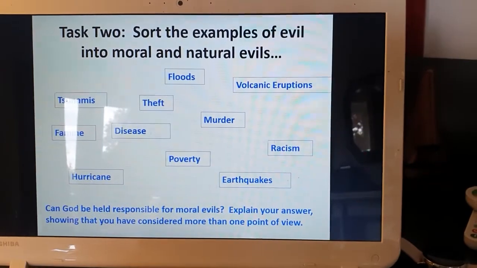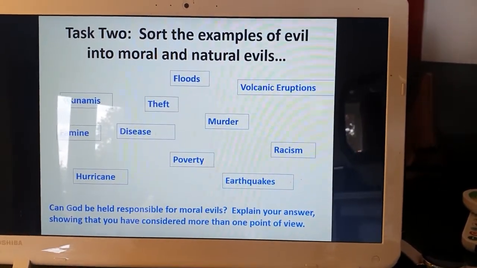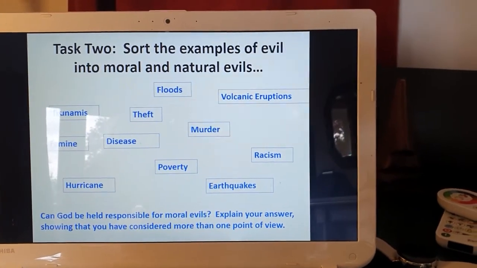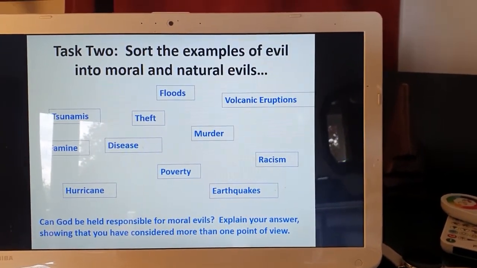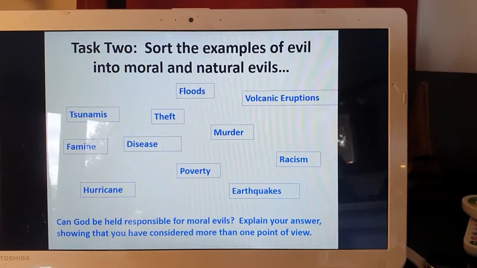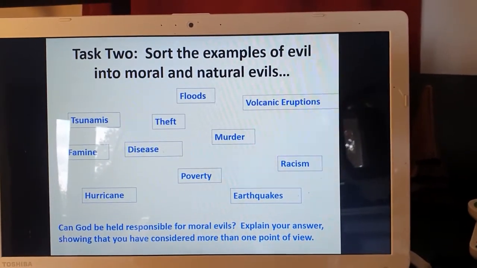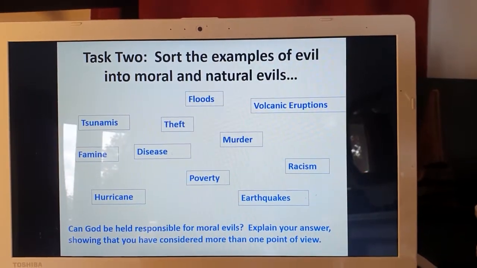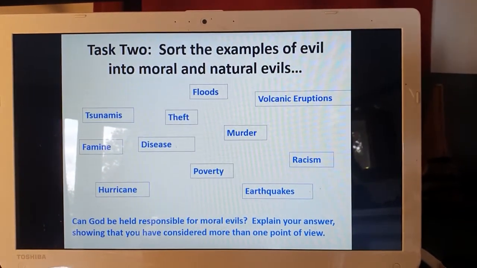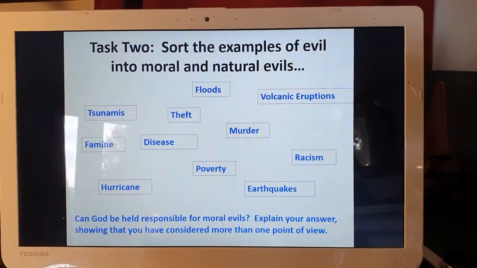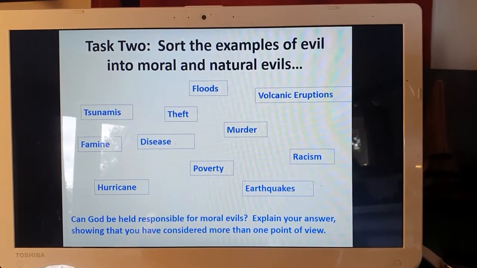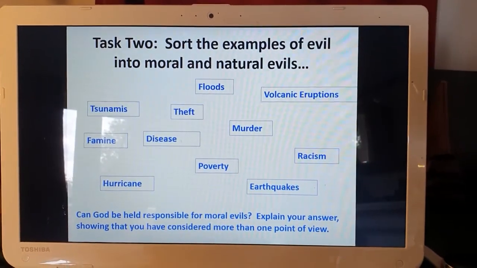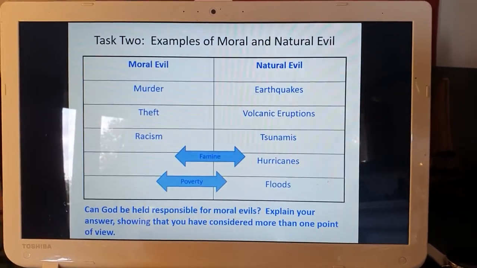But there are also bad things that go on in the world that are natural, and that's the next task. You need to try and sort the examples of evil into moral and natural evils. So have a look at these examples here and see if you can put them into a table of which things are moral evil and which things are natural evil in the world. Okay, pause it if you aren't ready yet for the answers. Okay, next slide.